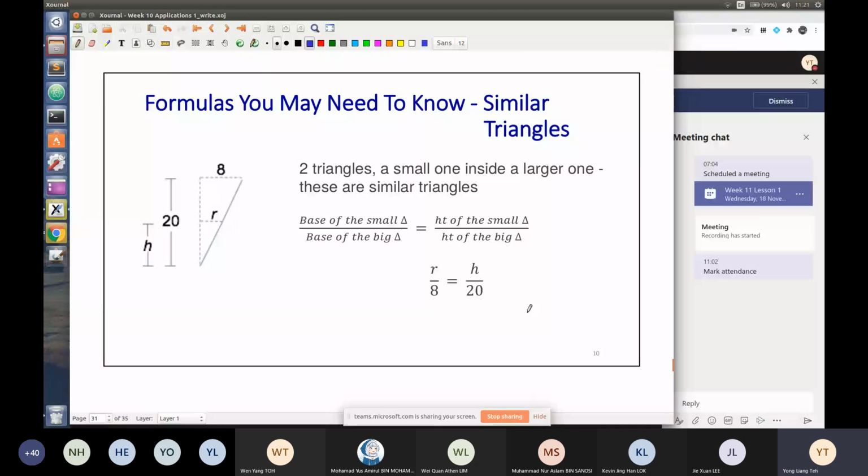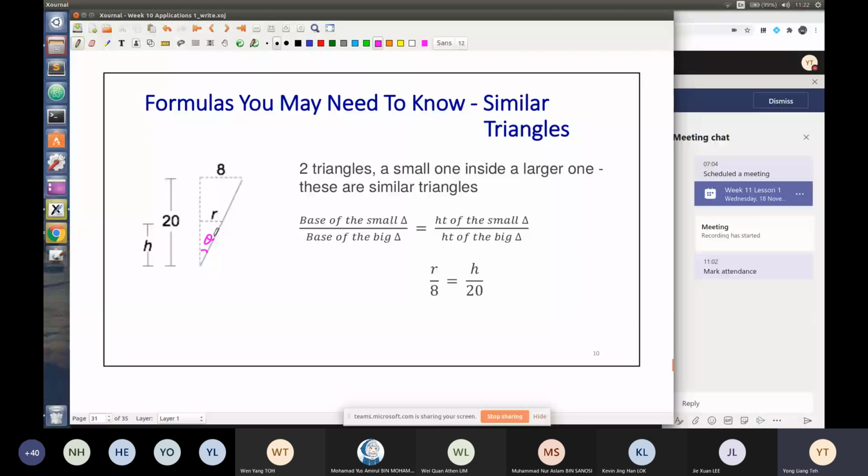This is another formula whereby we have the concept of similar triangles. Similar triangles is just the ratio of the lengths being equivalent. If you look at, for example, this small triangle here, you can see the ratio of this r to this 8 is similar to the ratio between h and 20. Of course, you might notice that this actually comes from trigonometry, predominantly because the angle theta here is a constant.